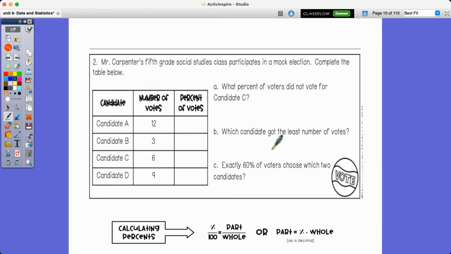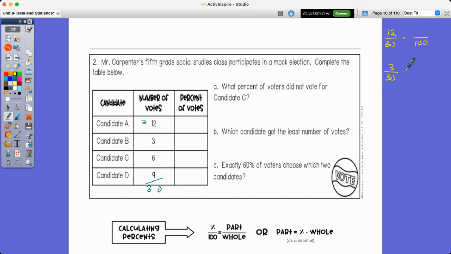Mr. Carpenter's 5th grade social studies class participates in a mock election. Complete the table below. So first thing we need to do is add up our votes. I have 9 and 9 is 18 plus 2 is 20, carry my 2. And I have out of 30 students. So 12 out of 30 equals what out of 100 is our first one.